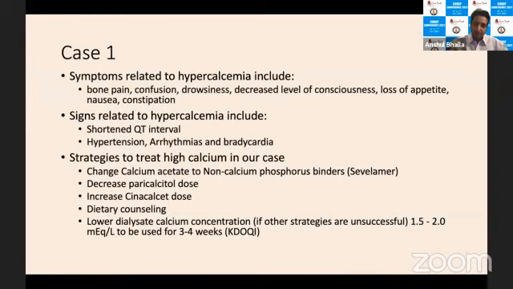And if it's still not successful with these 4 strategies, then we can try to lower the dialysate calcium concentration for some time, not persistently low, but we can try to keep it 1.5 to 2 for 3 to 4 weeks, and then go back to 2.5, which is more physiological.